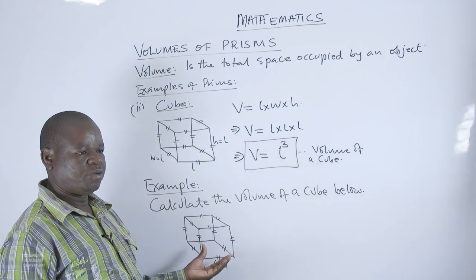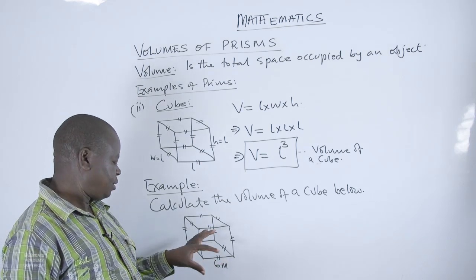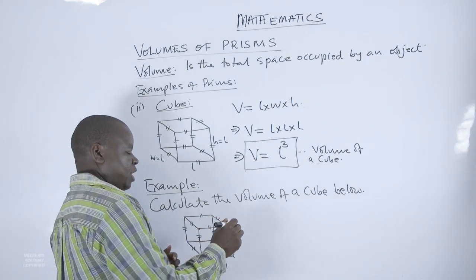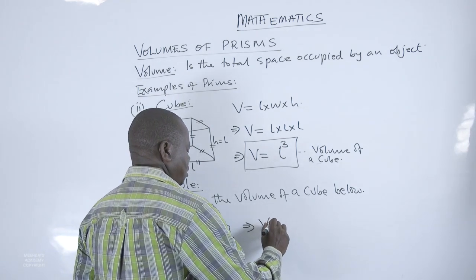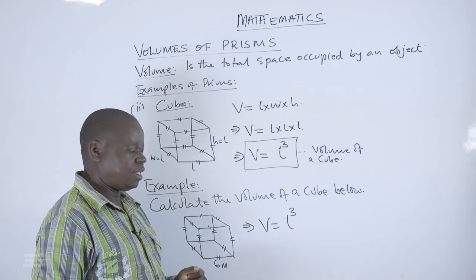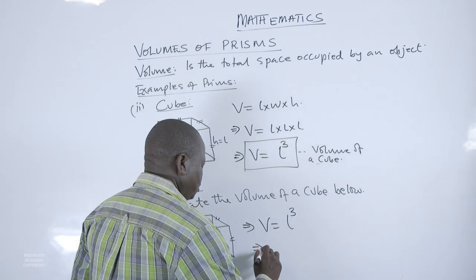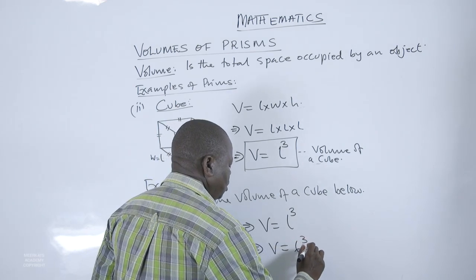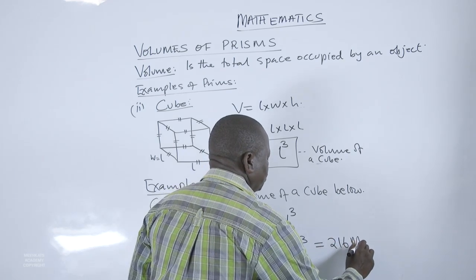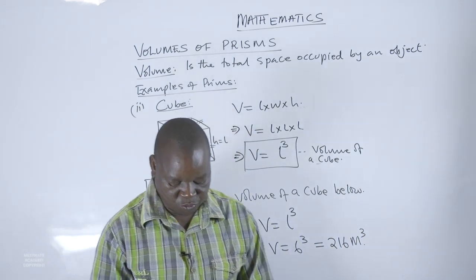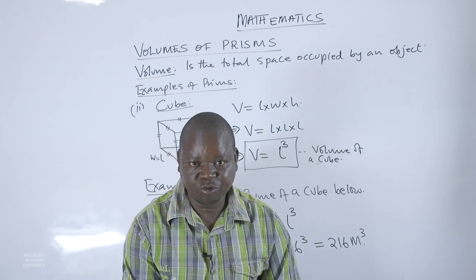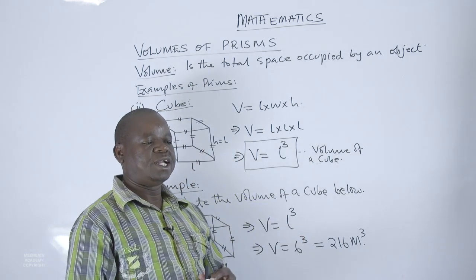So we want to calculate the volume of this cube. Of course, the reason why it is a cube is that all the edges are equal. So we are going to apply the formula: V is equal to L cubed. And therefore, we substitute. 6 cubed is 216 meters cubed. That is the volume of that cube. We are just using reminders because these are things we have done in year 8, and therefore we are just reminding ourselves of what we had done earlier.